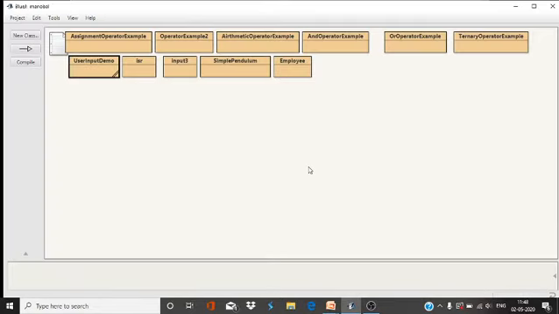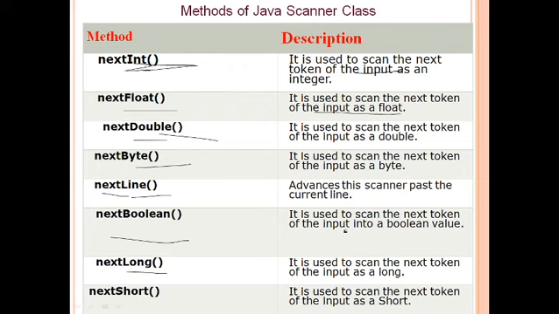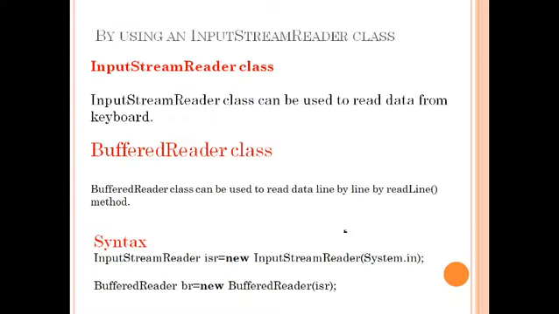Okay, next method to accept the value is by using the InputStreamReader class, from the IO package. For using this InputStreamReader class, you have to import the IO package. Earlier you imported the util package, but here you have to import the IO package.